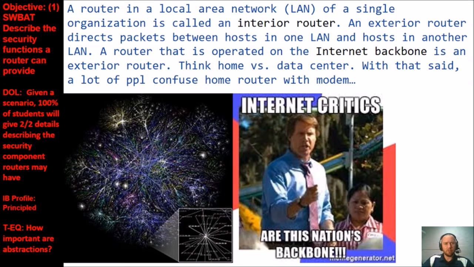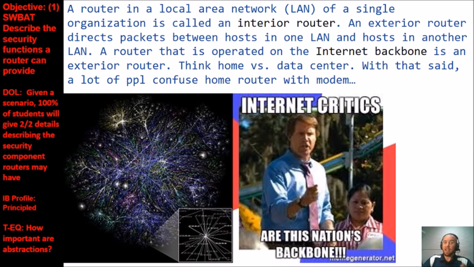Now, an exterior router directs packets between hosts in one LAN and hosts in another LAN. So a router that is operated on the internet backbone is an exterior router. We talk about this in my AP computer science class a lot. The internet backbone is where a lot of requests for web pages find themselves, and then those requests are routed to the correct server. Now think home versus data center when you think of interior versus exterior routers.